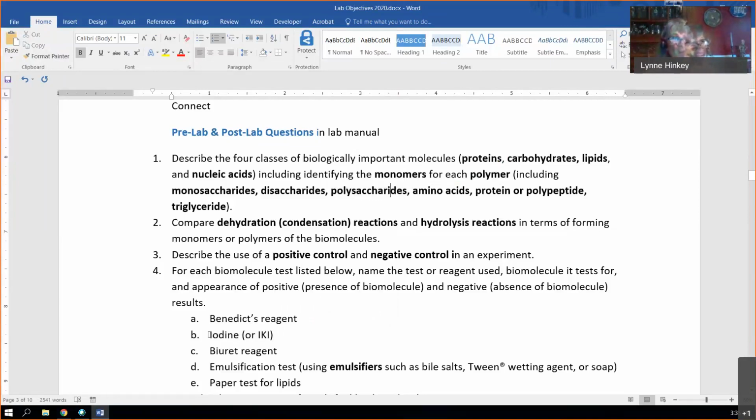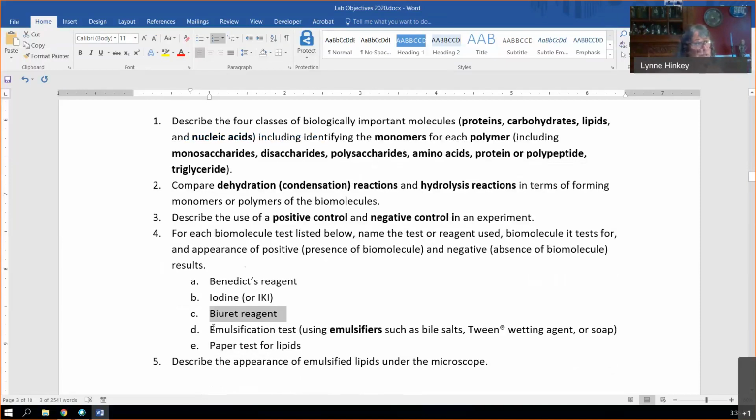So knowing the colors for a positive reaction. The Biuret is going to respond to proteins or polypeptides. So I have to have more than just single amino acids. They have to be strung together. Then I'll get a positive result. And proteins will give me that strong purple result. You did the emulsification test to break the lipids into smaller little blobs of lipids, so what that looks like. And then the paper test for lipids.